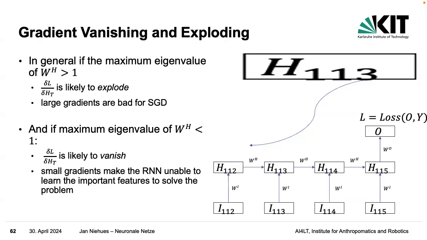So both of them are somehow bad. If you have exploding gradients, then your optimization algorithm doesn't work anymore. And if you have small gradients, then you're not really learning anything because it's not telling you to improve. It's mainly staying the same. So that seems not to be a very promising approach. So we have to somehow change a bit.